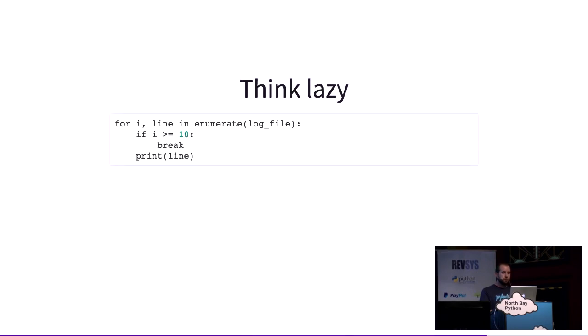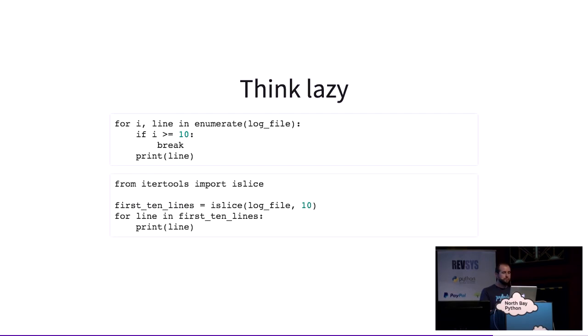Okay, so this code prints out the first 10 lines of a log file. This code does the same thing, but is using an iterator. That first 10 lines thing is an iterator. So itertools, in the standard library, is a handy module for doing a whole bunch of stuff with iterators and iterables.